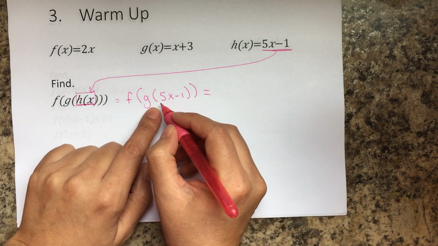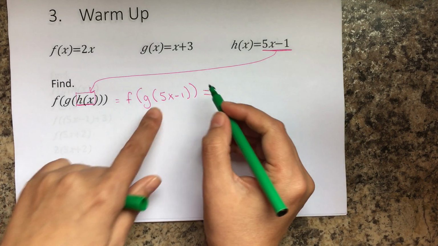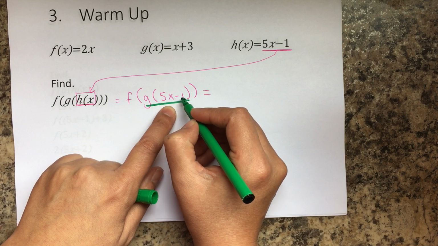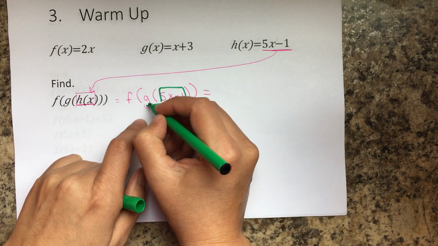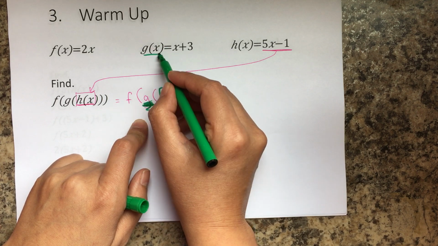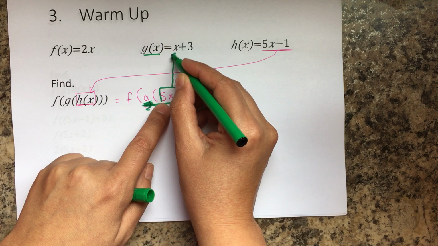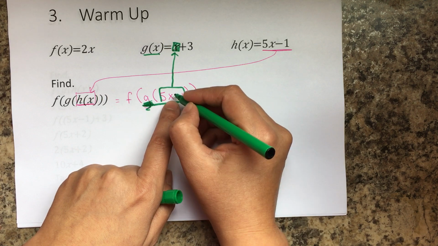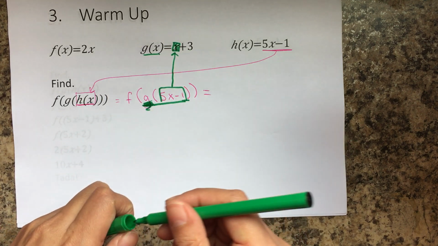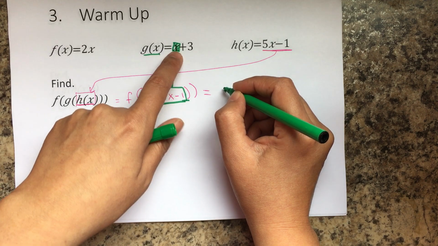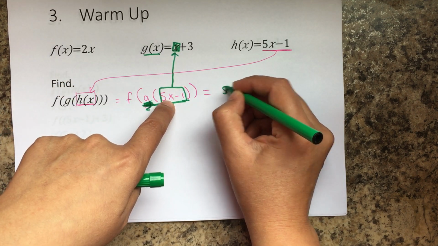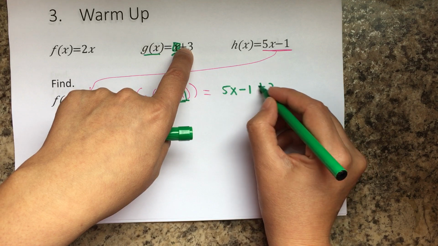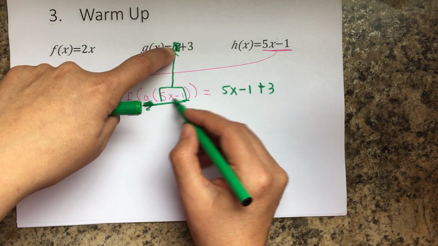And so what this means is that now it says g of 5x minus 1, and that means that in g, meaning this one, you're going to replace the value of x. So remove x, and in its place put 5x minus 1. I'm going to write it as, instead of x, it's going to be 5x minus 1 plus 3. The 3 comes from here. The 5x minus 1 comes from replacing this x with this.